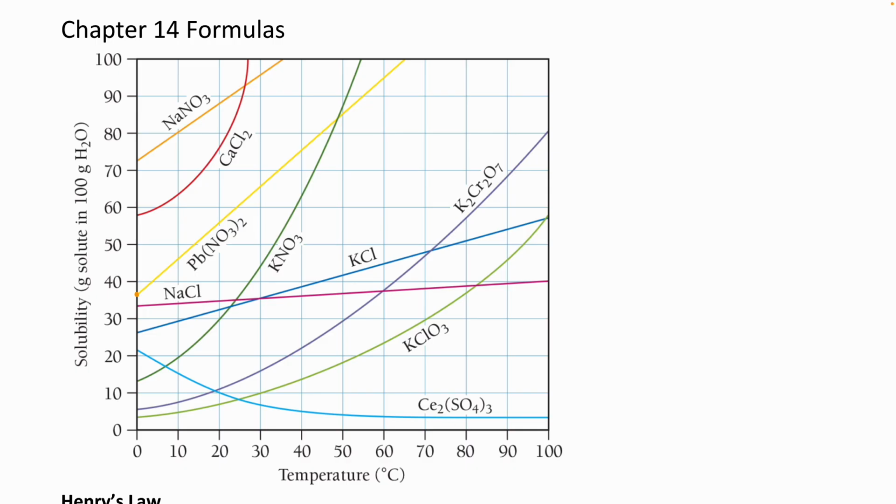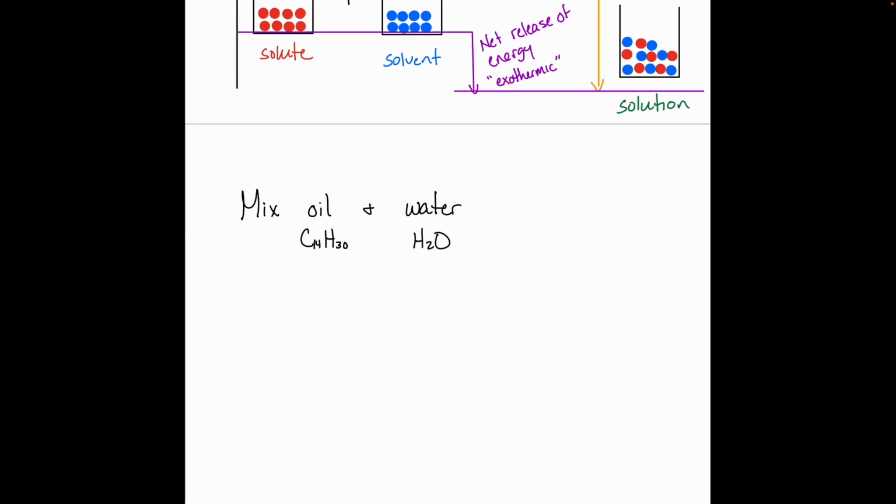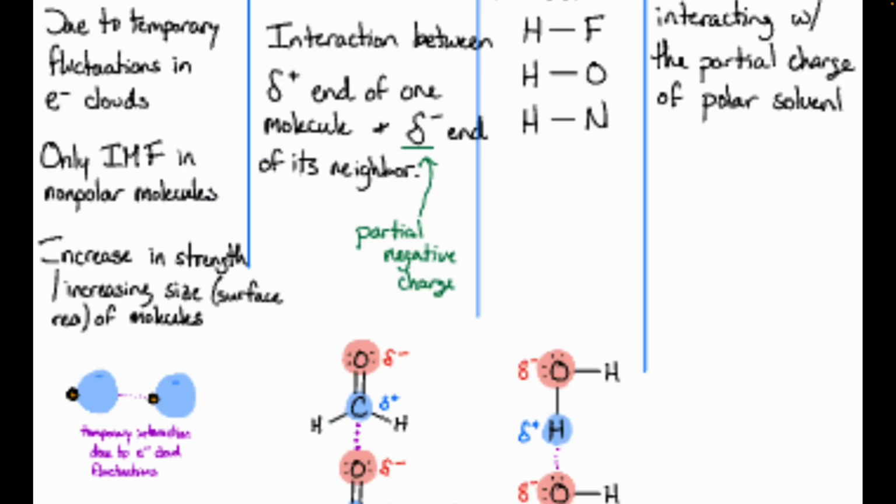Like I said, anything that appears on your constants page, you can expect to see on your exam. This isn't a chart anybody has to have memorized. But we're going to learn how to use this as a tool. So I'm going to copy this over into our notes in our discussion of solubility.